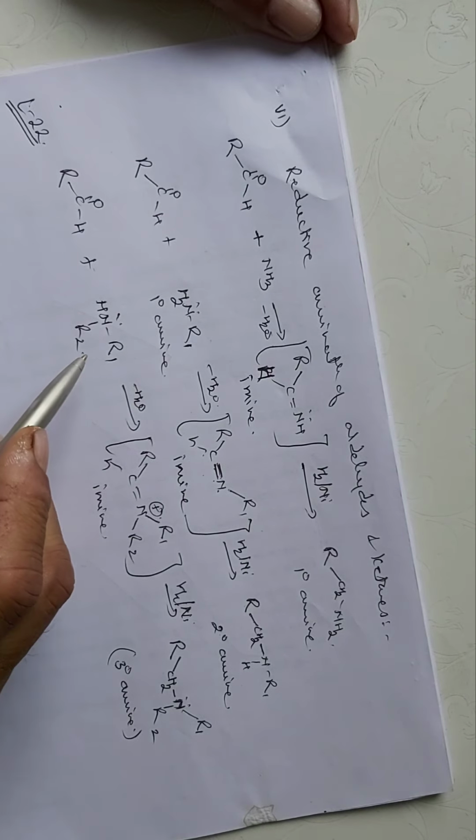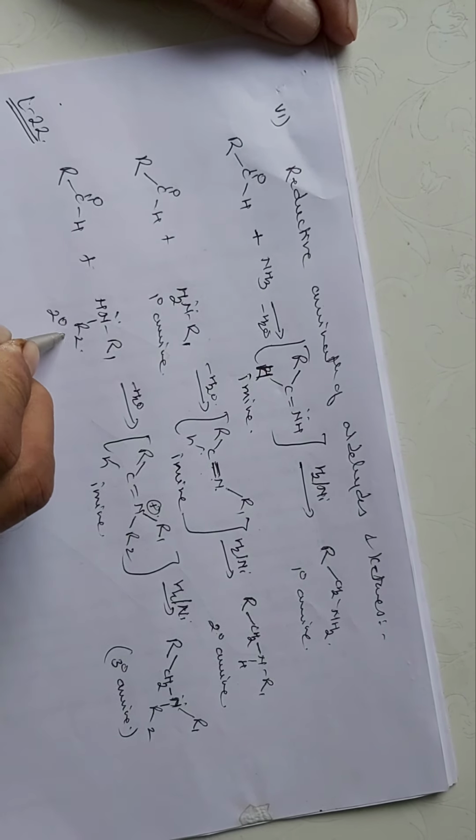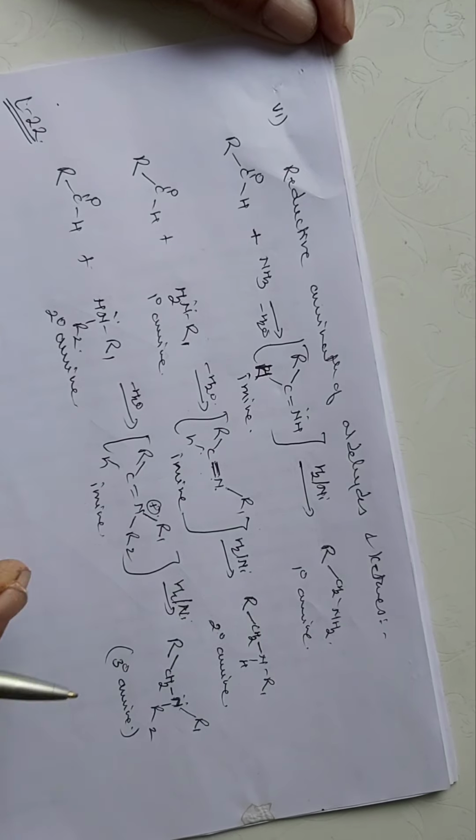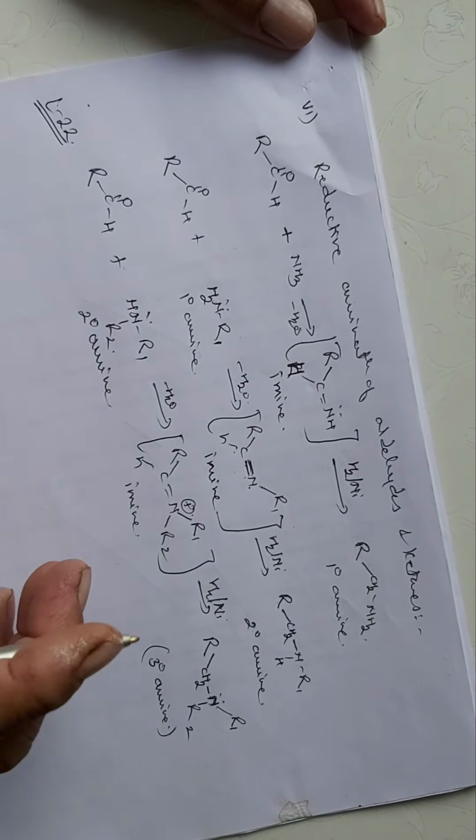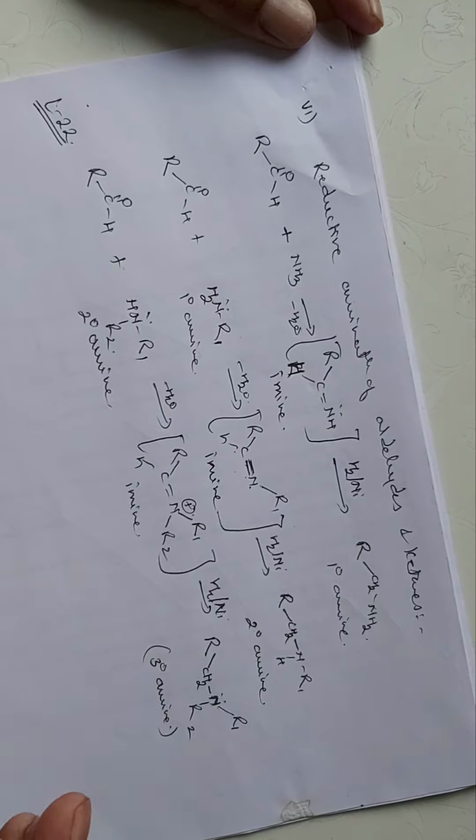Ammonia, primary amine, and the secondary amine subsequently give you the formation of primary amine, secondary amine, and tertiary amine.